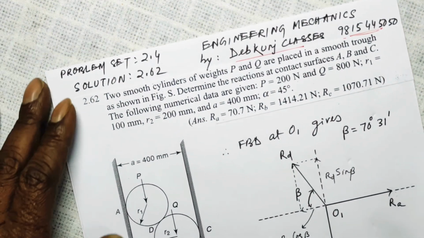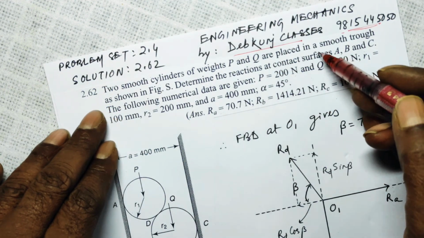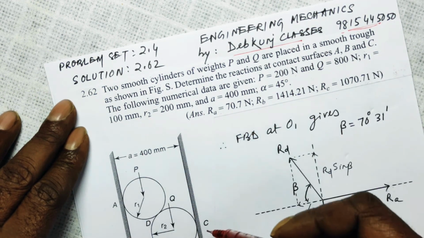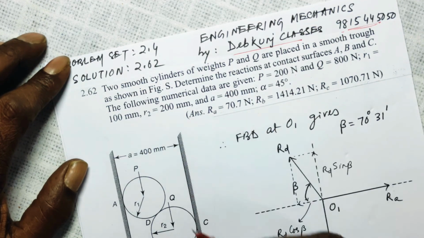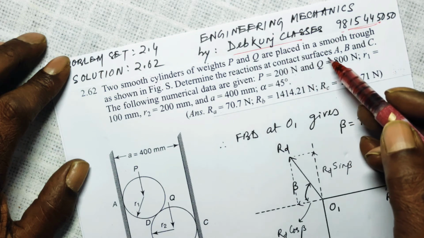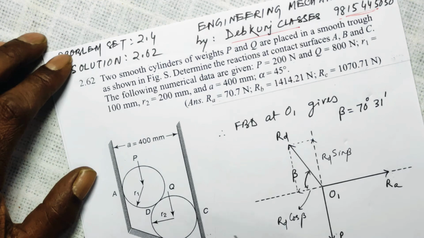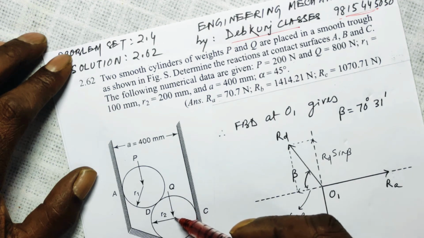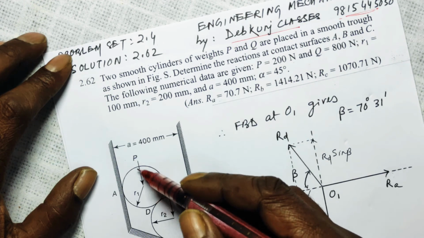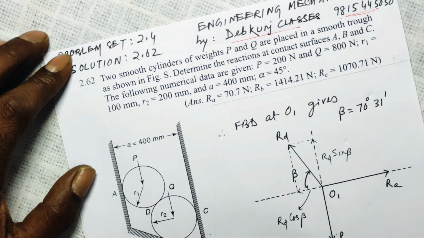So let me read out the statement for you. Two smooth cylinders of weight P and Q are placed in a smooth trough. This is a trough. Smooth means there is no friction. As shown in figure, determine the reactions at contact surfaces at A, B and C. So, these two cylinders, this one having a weight Q acting from the center of mass vertically downward, this one having a weight P acting from the center of mass vertically downward. The values of P and Q are given, of course.